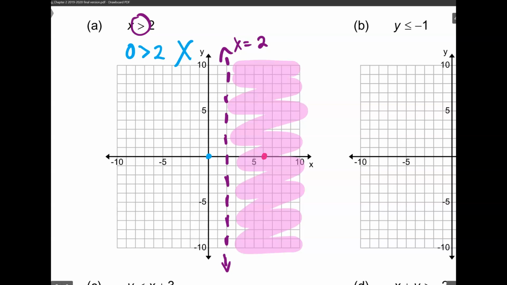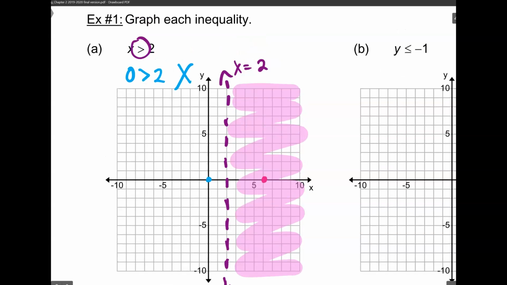And just to prove that this is true, let me pick another point over here. Let me pick like 6, 0, right? So what's the x value of 6, 0? 6. Is 6 greater than 2? Yeah, since it works, that half has to be shaded.